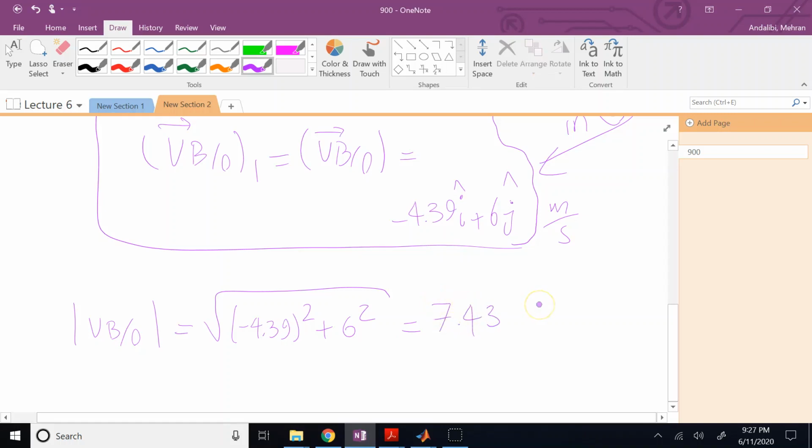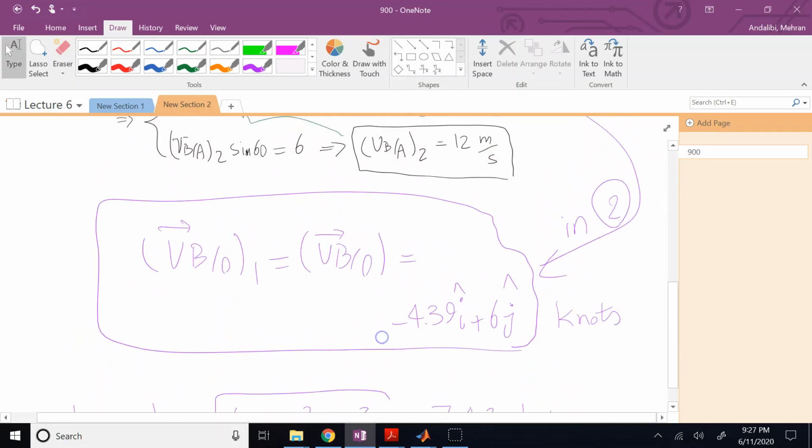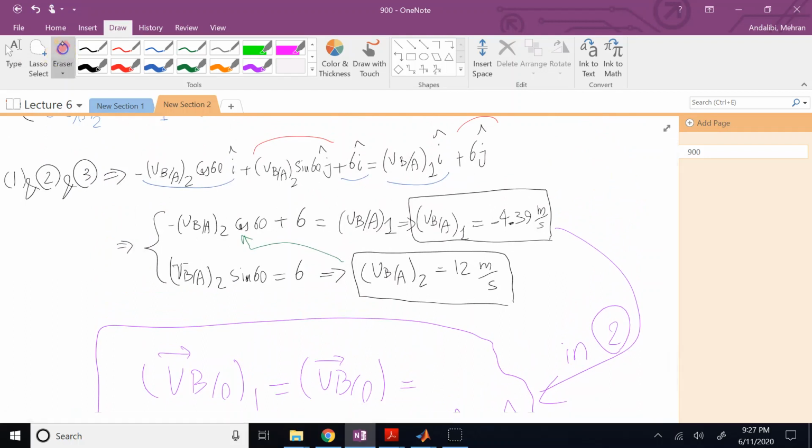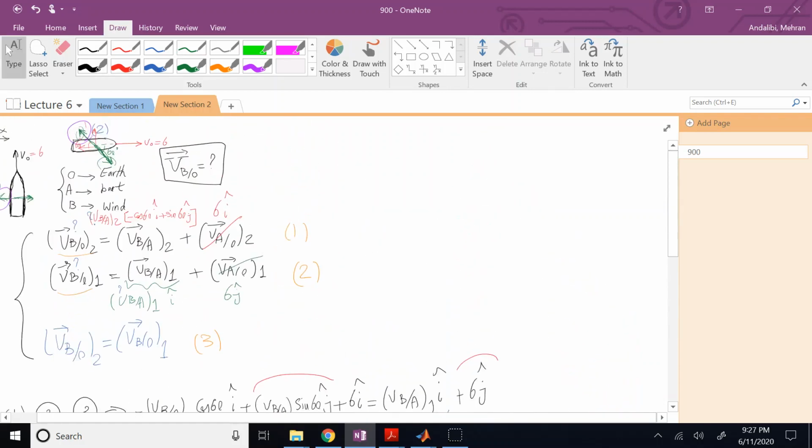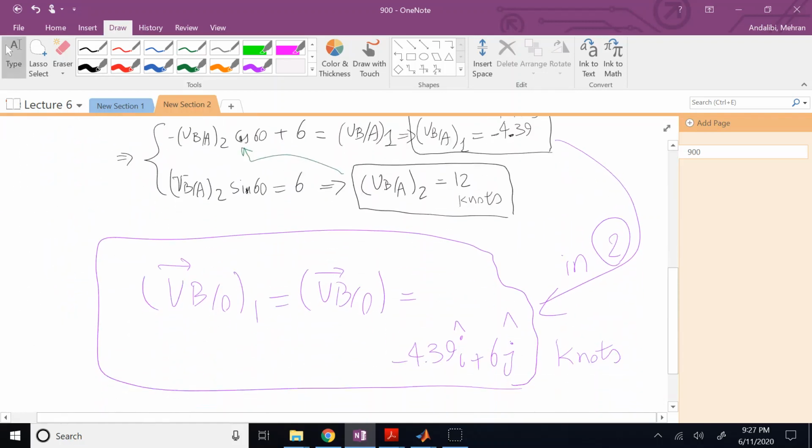By the way, I guess I made a mistake. It is not meters per second, it is knots, nautical miles. Okay, so wherever I wrote meters per second, that is wrong. It should be nautical miles per hour, or what we call knots. And so I guess I made that mistake a few times. Good.